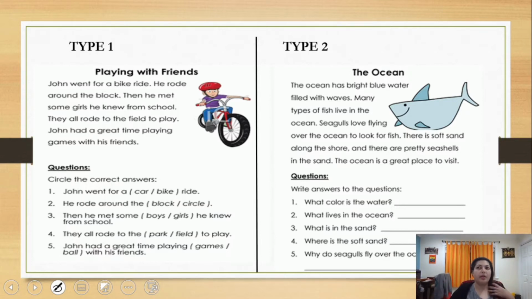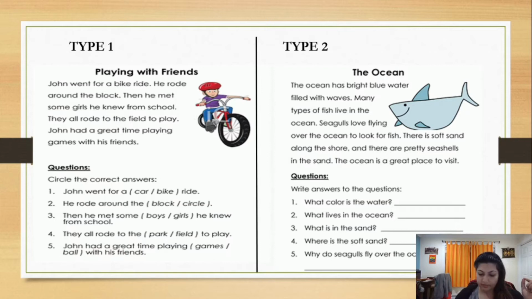The way I would like you to go with your kids, and that's because you are not only teaching them for this particular lesson, but this kind of comprehension skill is required for the long run as well. So first thing is when they read, whichever question or words they do not understand, they need to underline.